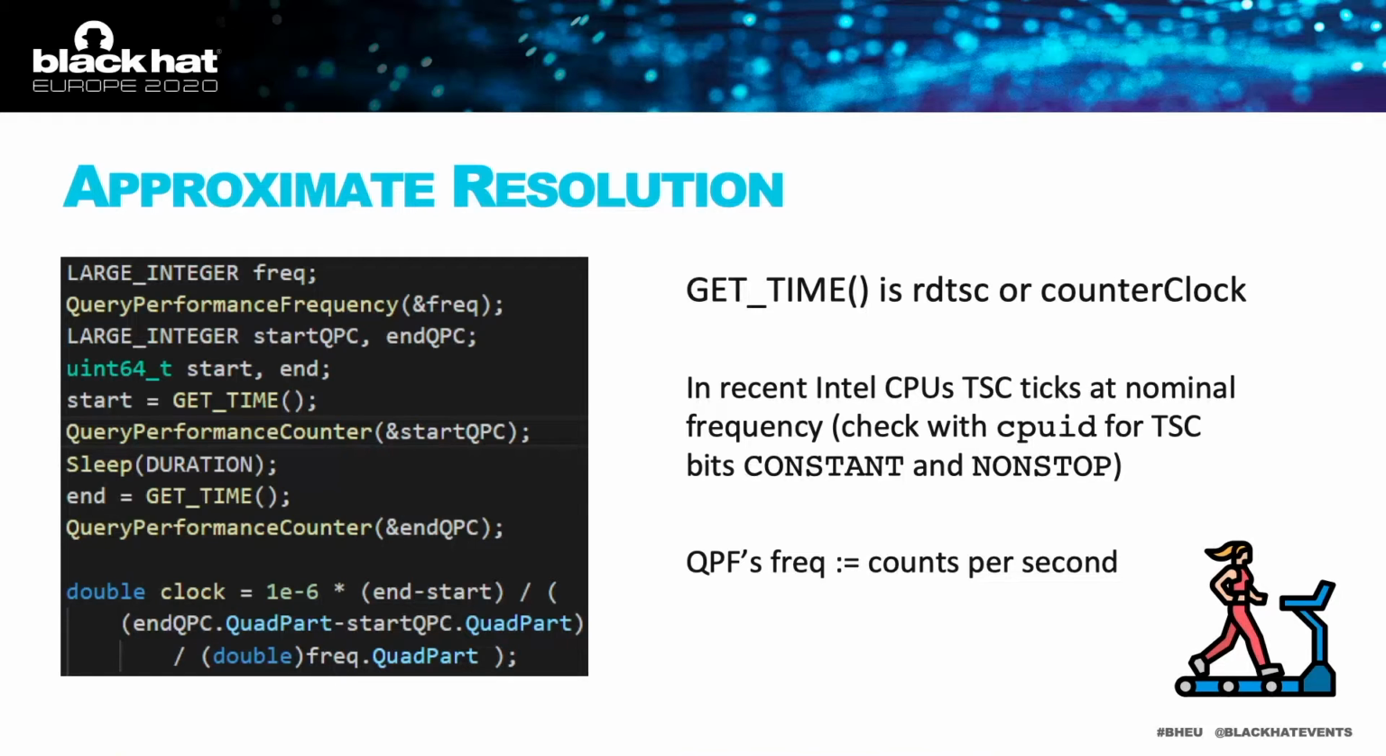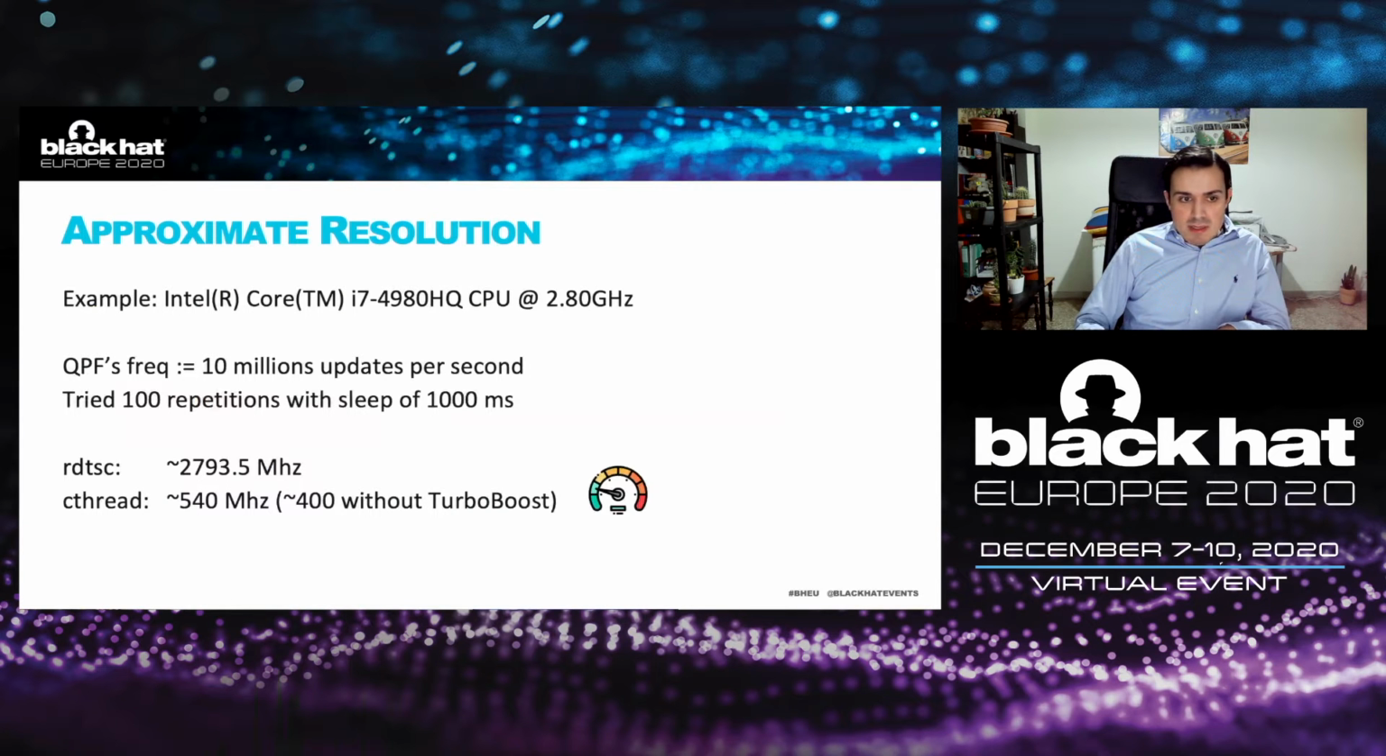With the timestamp counter, the nice thing is that in recent Intel CPUs, the clock ticks at a nominal frequency, so it doesn't depend on the current frequency of the CPU. Let's make some measurements. With this code, we obtain for RDTSC values that are very, very close to the nominal frequency for the CPU. But for the counter thread, we get a much lower resolution. It's not too bad, it's like 5-6 times worse, but it might not be enough for some attacks. It's good for CPUID, but not for others.